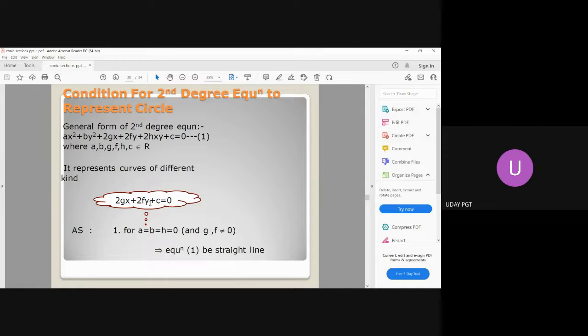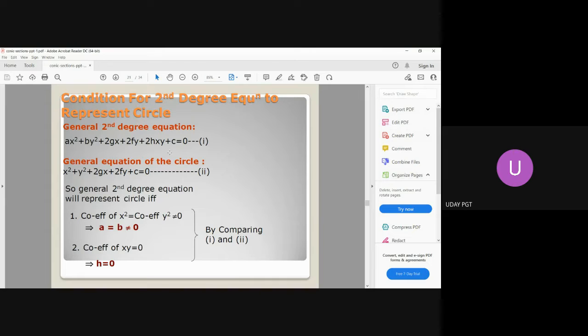We get 2gx plus 2fy plus c equal to 0 if a is 0, b is 0, and h is 0. It is the general form of the equation of a straight line. And to represent a circle, the values of a and b should be equal but should not be equal to 0. That means the coefficients of x square and y square should be the same but not 0, and the coefficient of xy should be equal to 0. Then only will the second degree equation be transformed to x square plus y square plus 2gx plus 2fy plus c equal to 0. Okay?